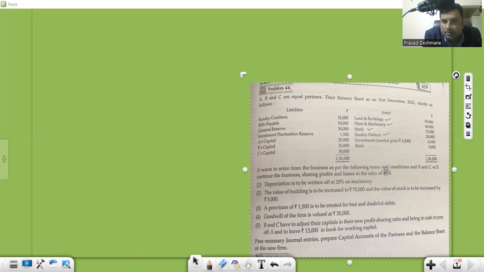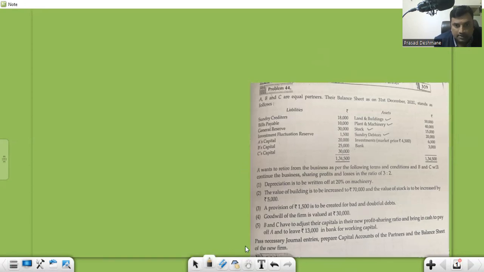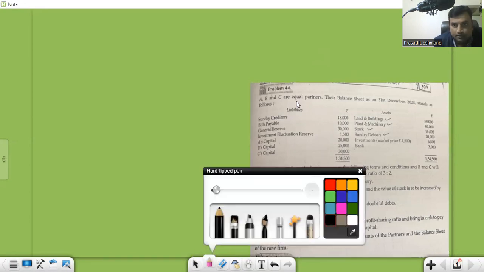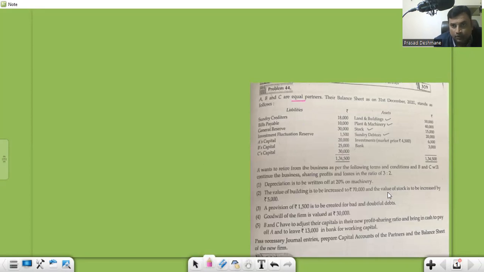A wants to retire from the business as per the following terms and conditions. B and C will continue the business, sharing profits and losses in the ratio of 3:2. So this is the new ratio provided to us. If you see in the first line, it is an equal ratio. The first line shows us it's an equal proportion, and this is the old ratio. And 3:2 is the new ratio, correct?